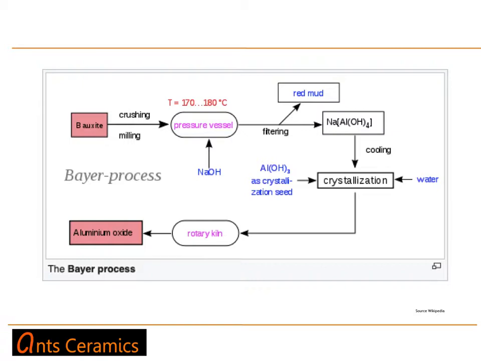Then the sodium aluminate is basically added with water, and then aluminum hydroxide crystal is added for oversaturation. Aluminum hydroxide crystallization happens and it precipitates out. That precipitate is put into a rotary kiln and heated at different temperatures to get either gamma alumina or alpha alumina, or different kinds of calcined alumina.